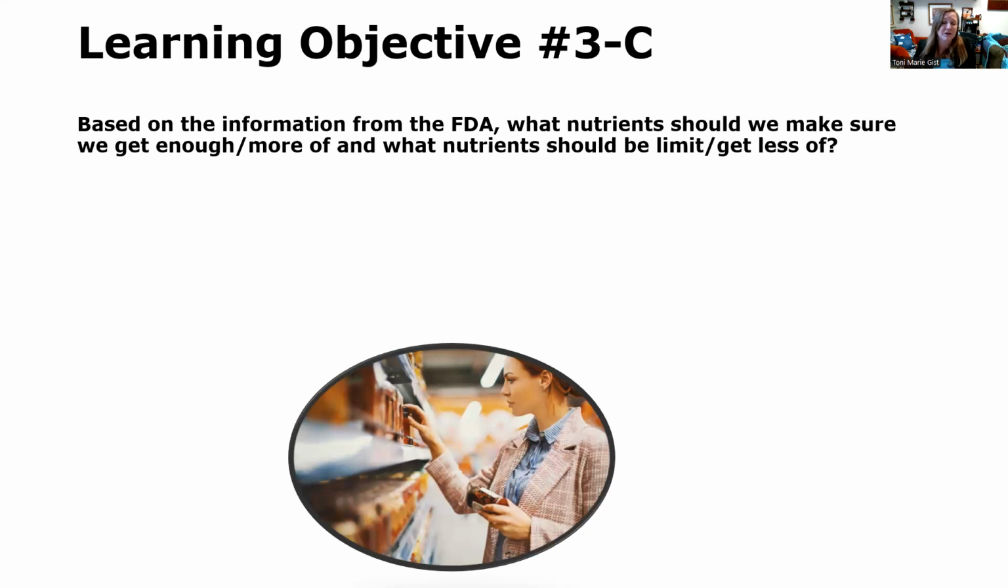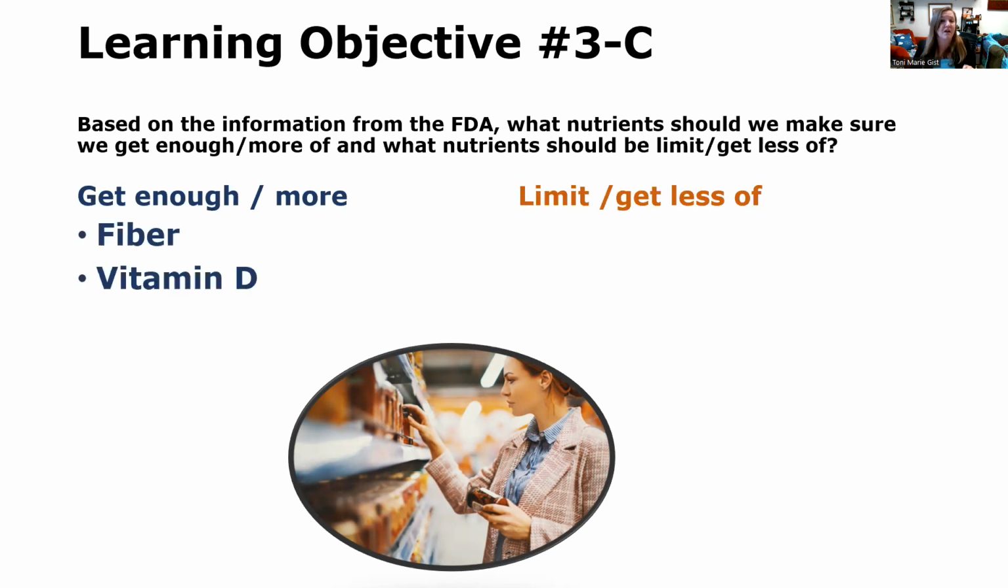And based on the information from the Food and Drug Administration, or the FDA, what nutrients should we make sure we get enough or more of? And what nutrients should we limit or get less of? Well, we want to make sure we get enough or more of the fiber, vitamin D, calcium, iron, and potassium. And this is one of the reasons why all of these items are on your nutrition facts panel, so that you can see what's going on. Are you getting enough of those?